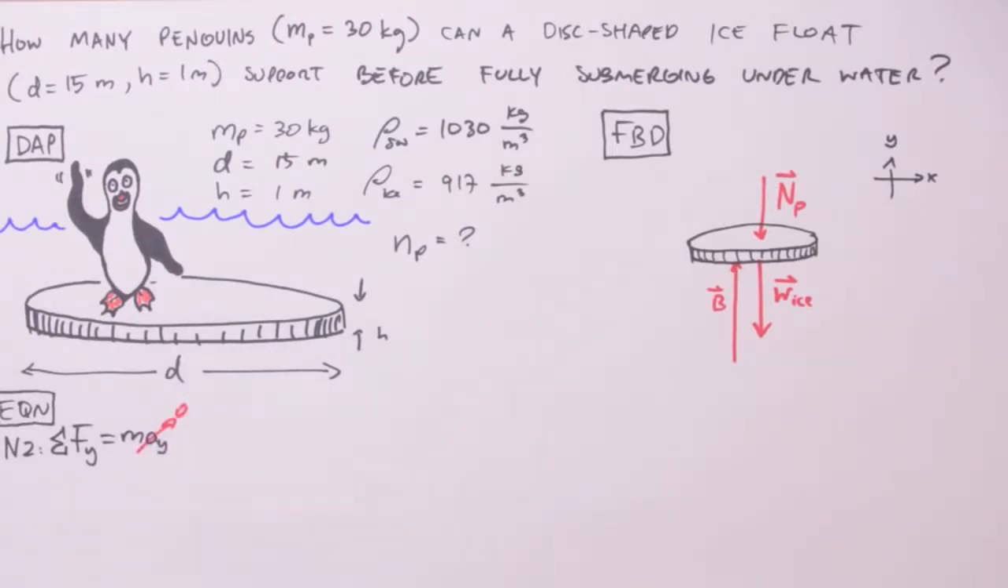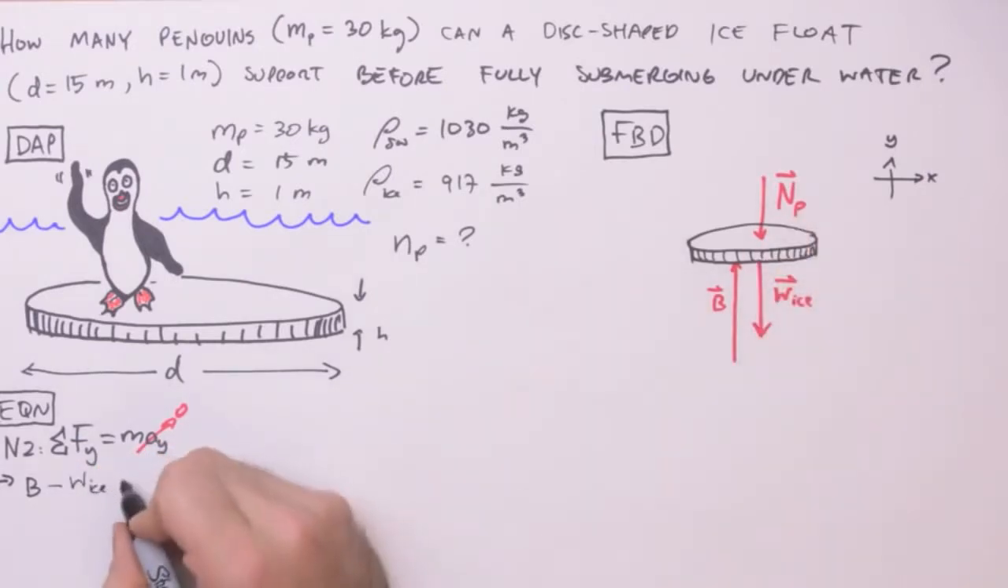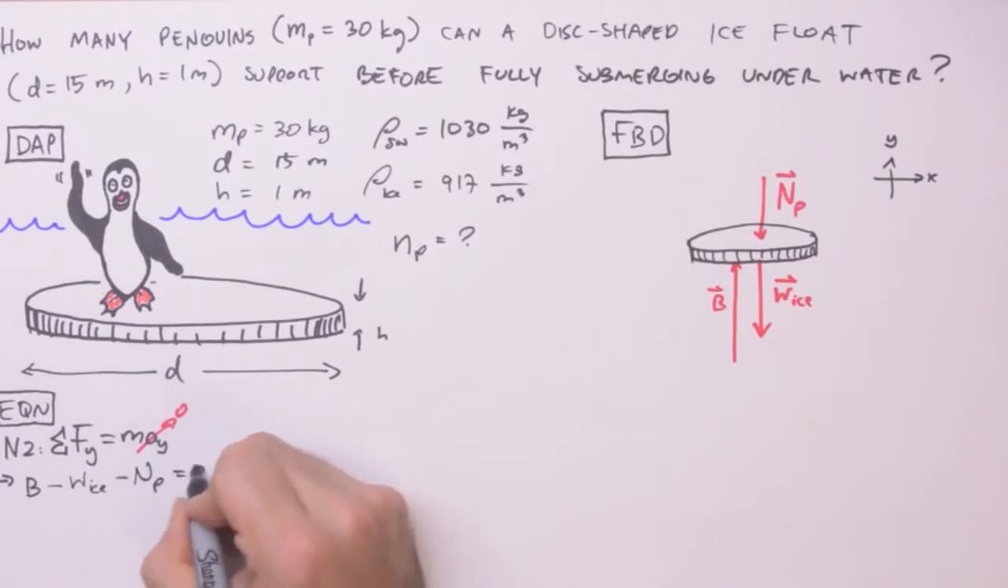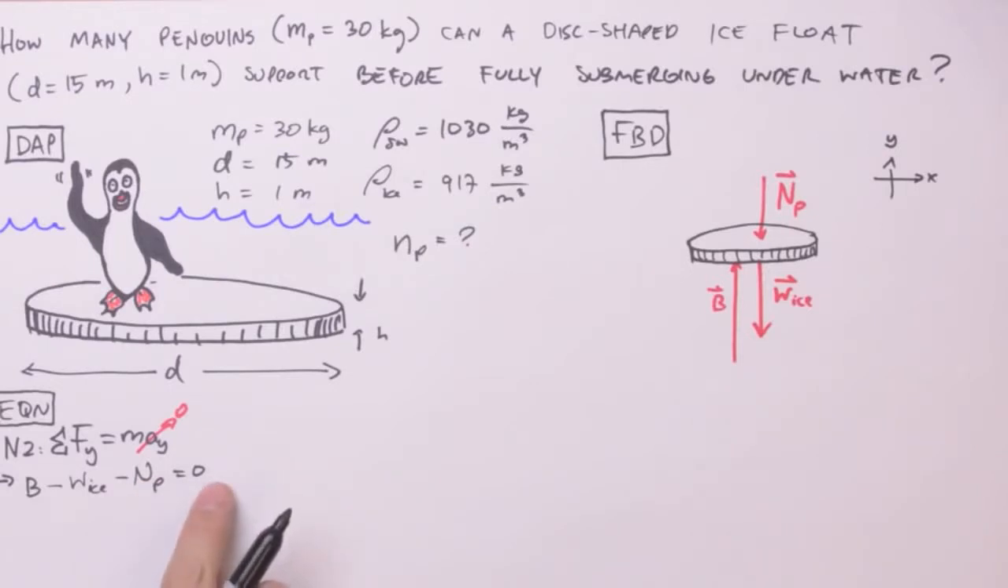Next, we'll retrieve the forces from the free body diagram. In the positive y direction, we have the buoyant force. And in the negative y direction, we have the weight of the ice and the normal force due to the penguins, equals 0. Now our unknown, the number of penguins involved here, is buried in the term for the normal force due to those penguins. So what we're going to do is move the normal force to the other side of the equal sign.